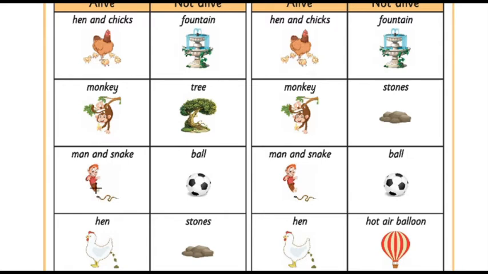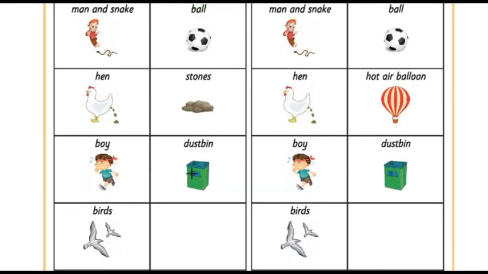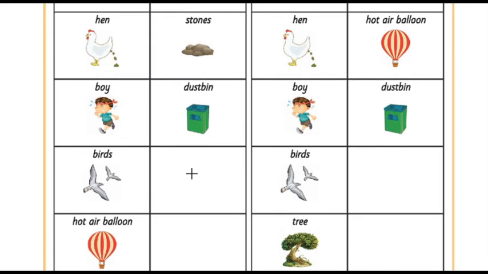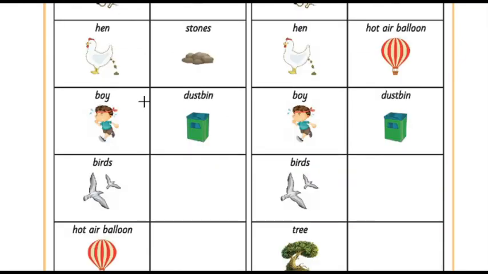Man and snake, it is a living thing. Hen, stones, boy, dustbin, birds. So, hot air balloon. Is it a living thing or non-living thing? It is a non-living thing. So, it should come here. So, Ravi has done two things wrong.